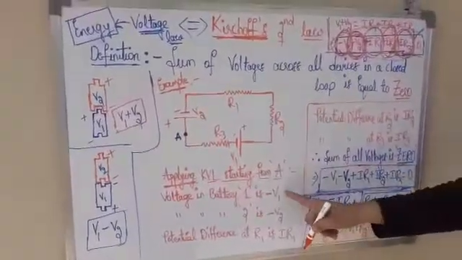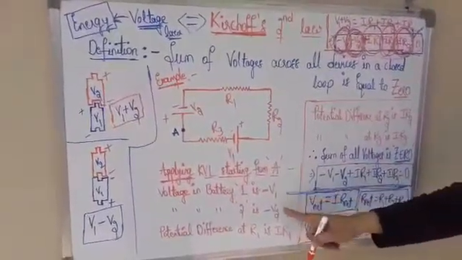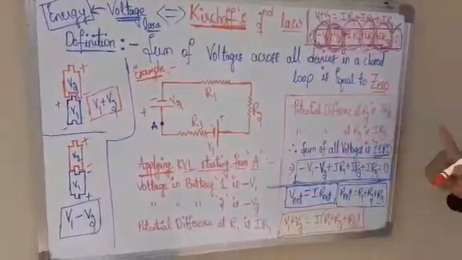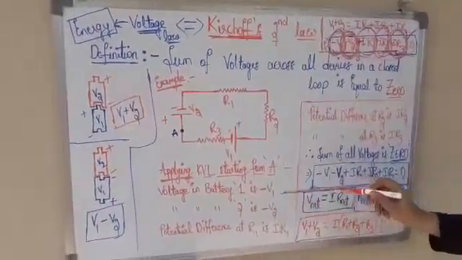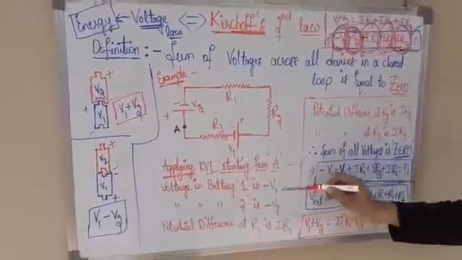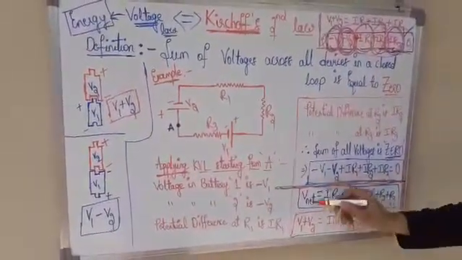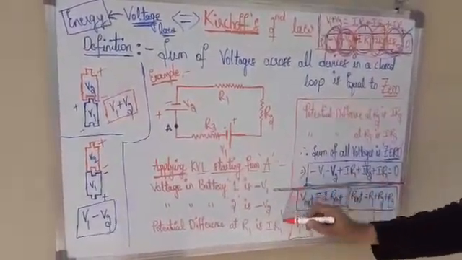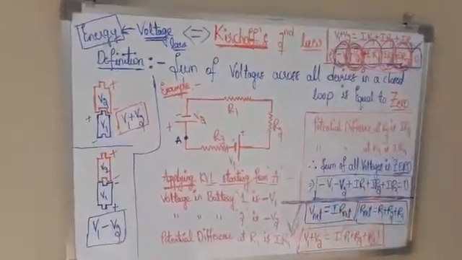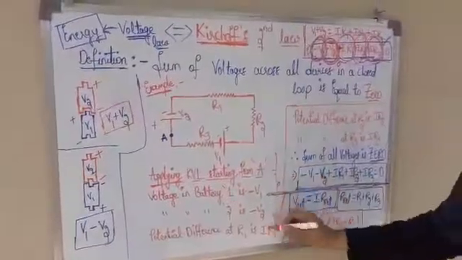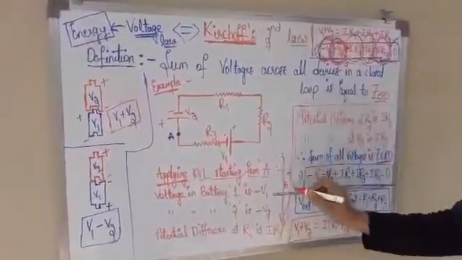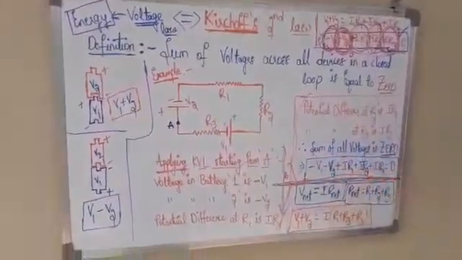We add all these: minus V1 minus V2 plus IR1 plus IR2 plus IR3 is equal to 0. Till here you need to write in the exam. Whatever I said before this is only for your sake to remember better. These are the steps that you need to write in the exam.